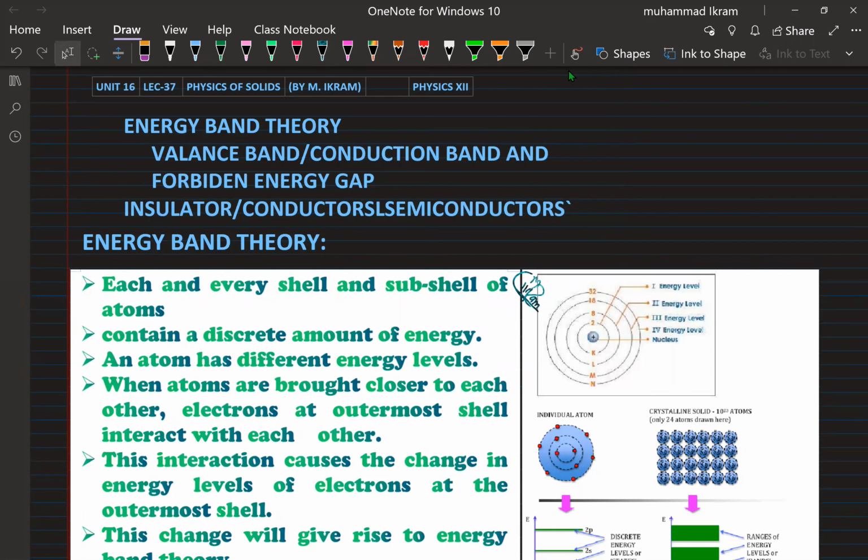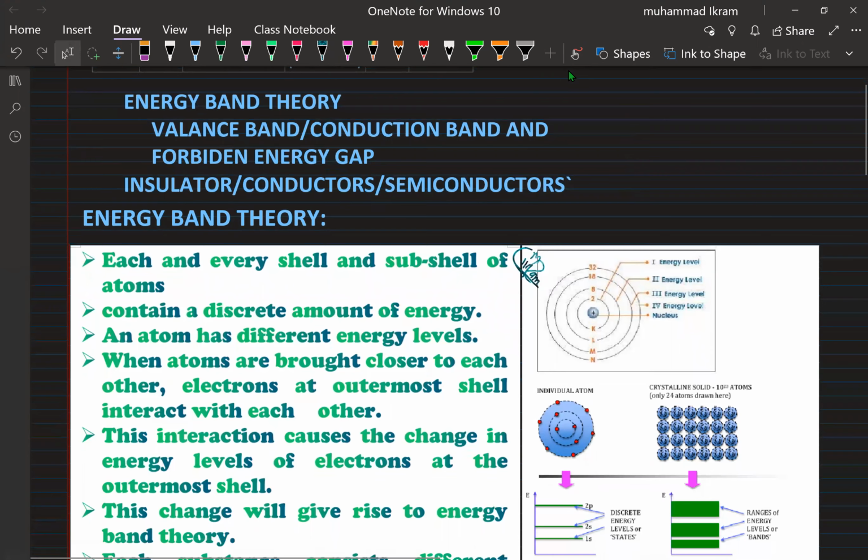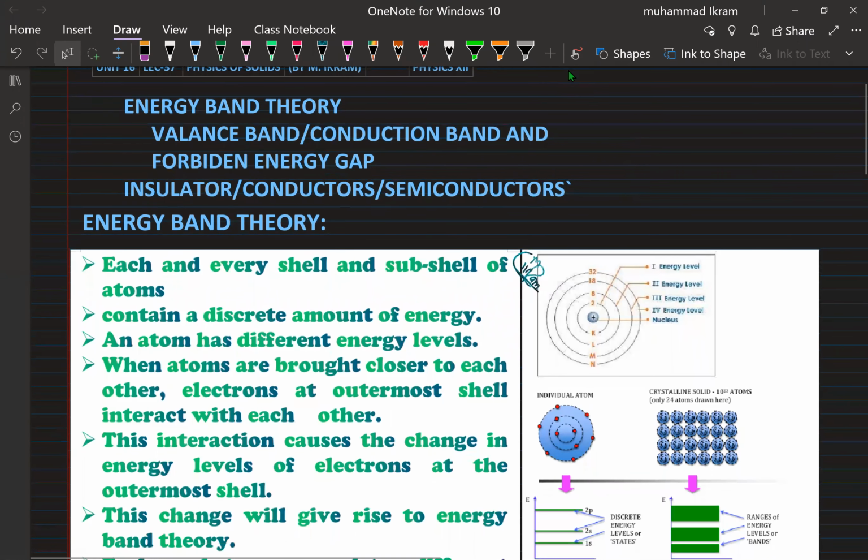Now, first of all, then insulators, conductors, and semiconductors. See here, the same is the problem here also. The insulators, conductors, and semiconductors. We will explain all these on the basis of the energy band theory. Now, let us start with the energy band theory. What is the energy band theory?